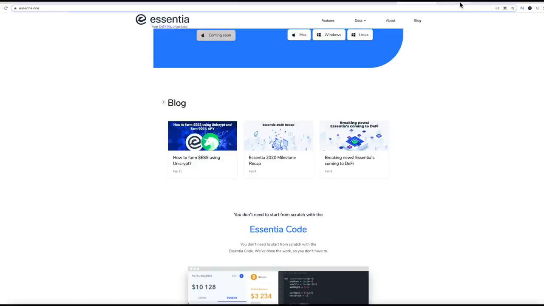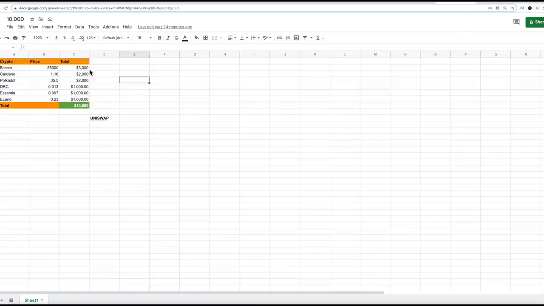So just in summary here, you've got basically this concept. You've got $3,000 going into Bitcoin at $55,000, Cardano at $1.16. You've got $2,000 going into Polkadot at $35 per coin. Remember, market cap counts more than price per coin, guys. But this is what your entry price would be as of the time I was making this spreadsheet here. Now I'm saying DRC, $1,000 here, Ascension, $1,000 there.